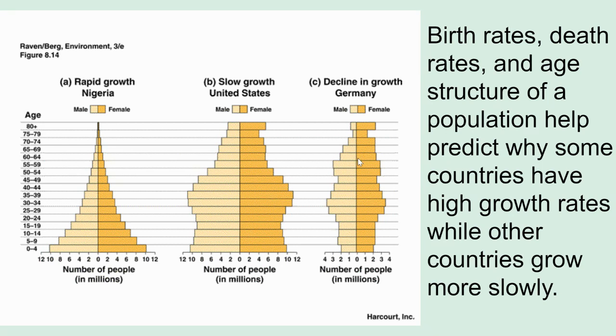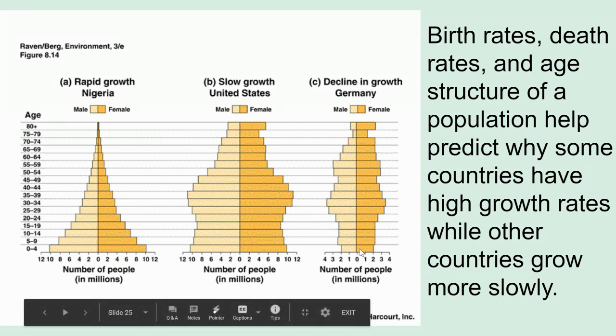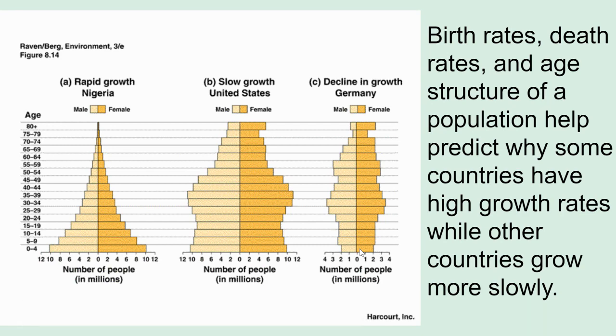In Germany, there's actually a decline in growth. Their population is going to eventually start decreasing because there are more people in the older generation and much fewer people in the younger generations. That means these guys are pretty much done reproducing, and there aren't that many young ones that are going to start reproducing in the next generation or so. So, if we look at the age structures, we can kind of see why certain countries are growing quickly, like Nigeria, why some are remaining stable, like the United States, and why some are declining, like Germany.